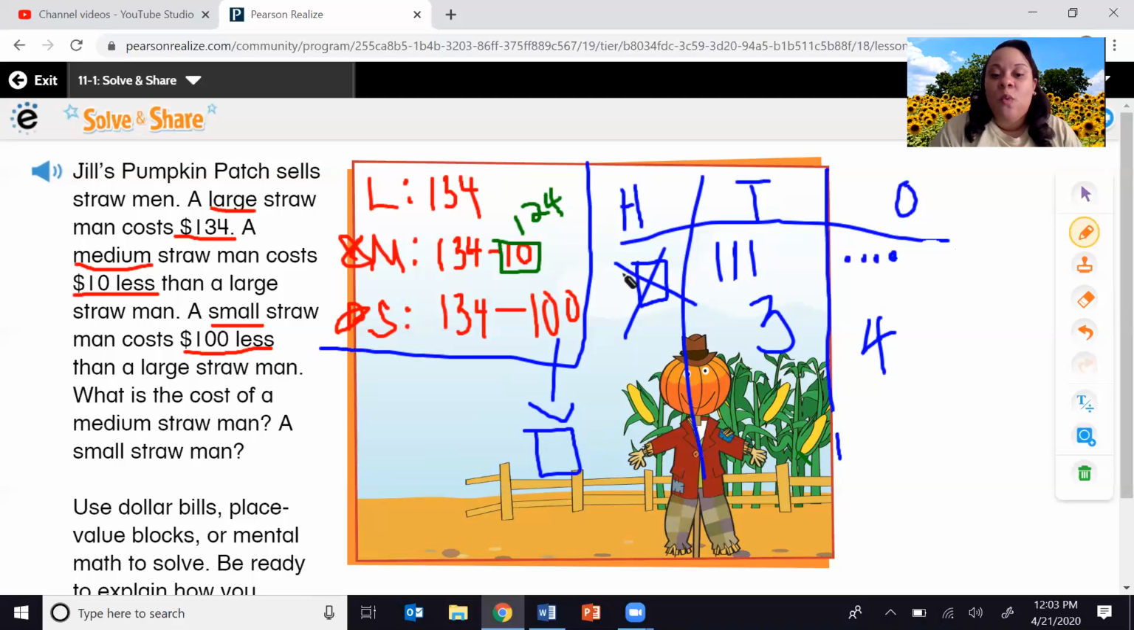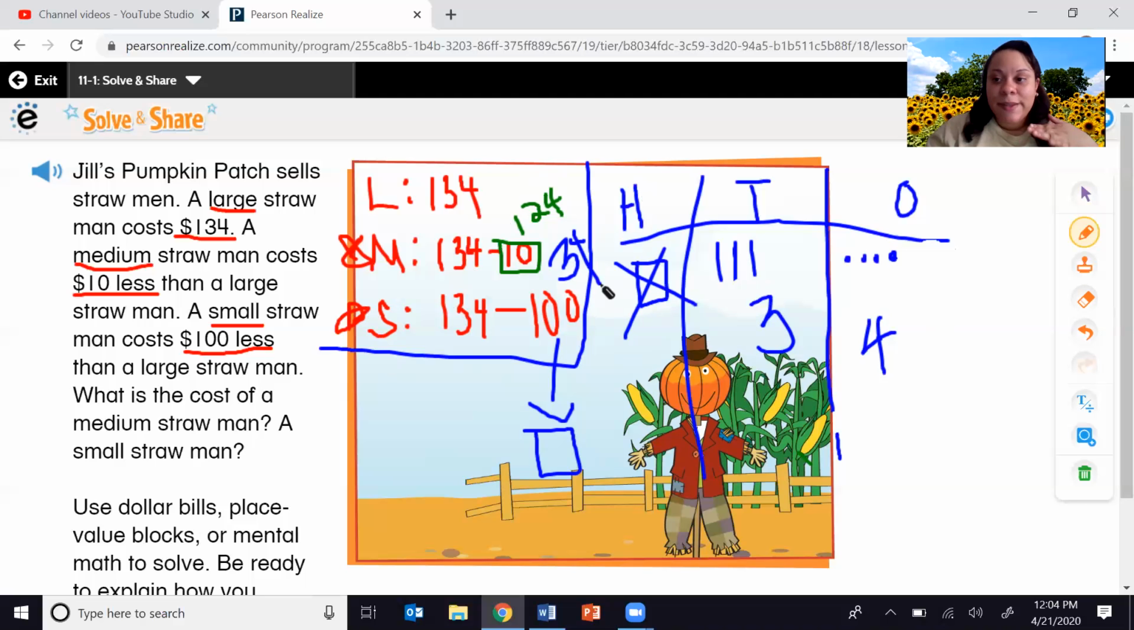Just know when they're asking you to subtract 100, literally cross it out. And your new answer is just 34 because you have no hundreds here, right? Okay, so the size of the small straw man is just 34, okay?